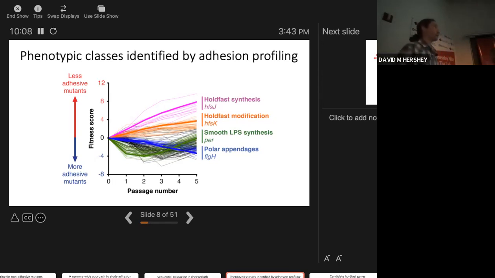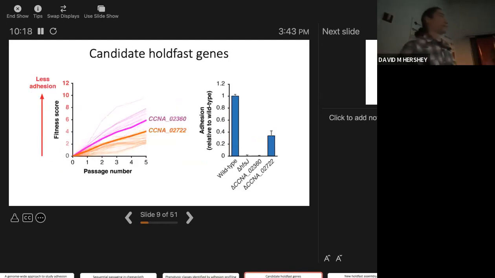Because if we have some unknown gene that has an adhesion profile that's really similar to a gene that we know what it does, we can just infer that it has a similar function. So this is what that looks like for holdfast genes. Here are two genes, 2360 and 2722, that really look like other holdfast mutants, right? And so when we go in and delete these genes individually, you can see that these 2360 mutants are non-adhesive, and these 2722 mutant cells have a severe adhesion defect, okay?